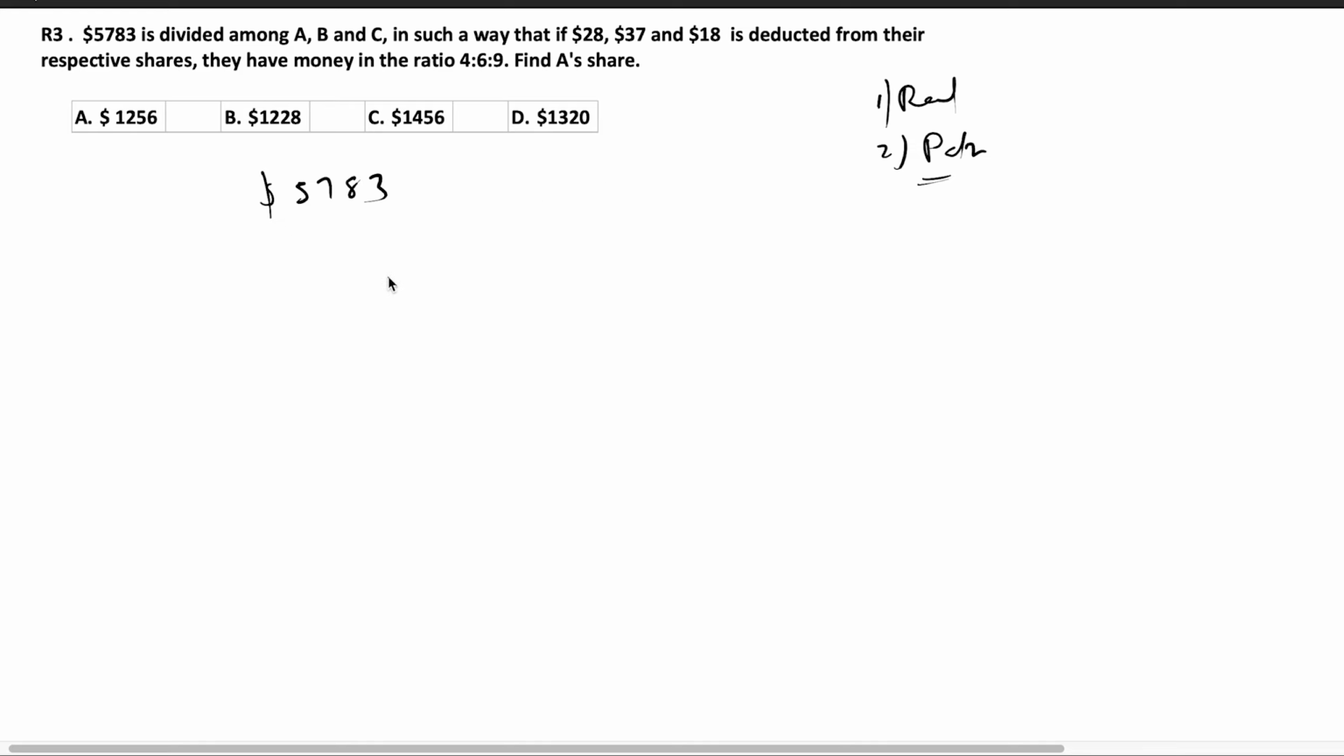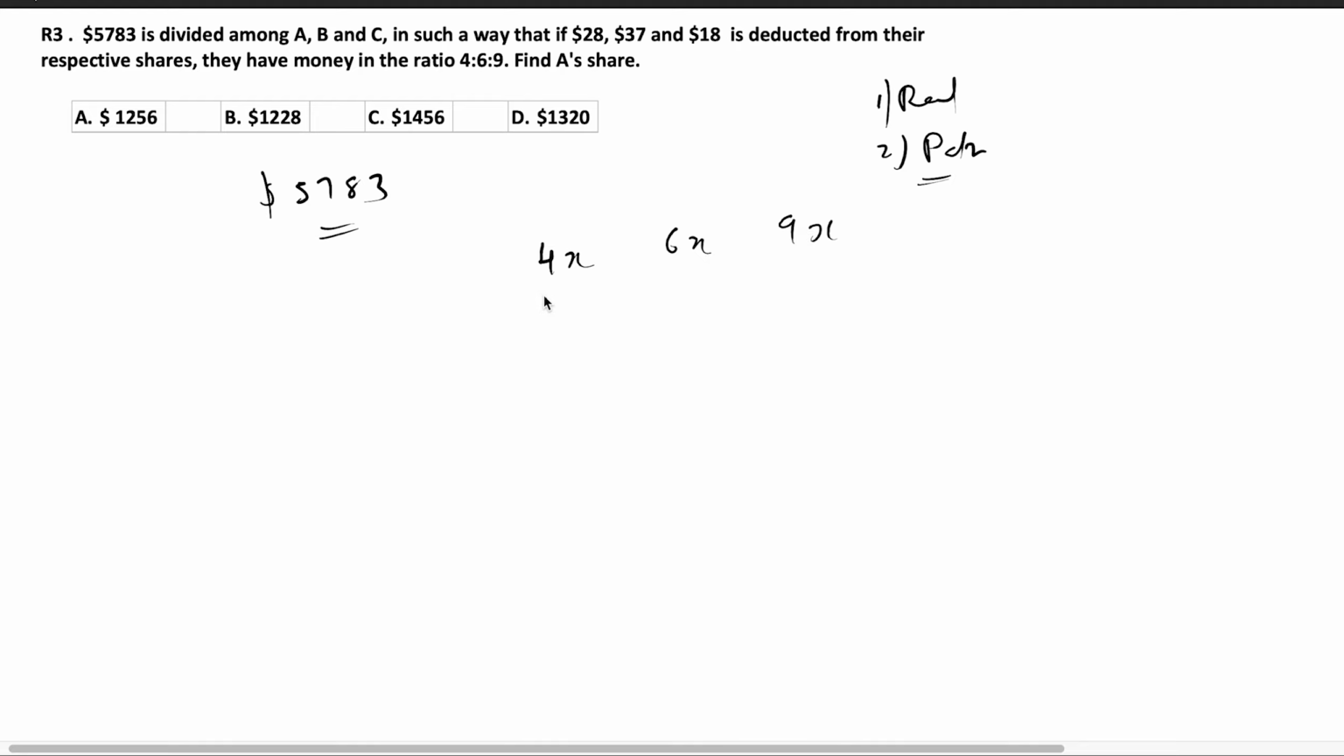Okay, so let me give the solution. There is $5783 in the beginning, and then the money is divided among A, B and C in such a way that when $28, $37 and $18 is deducted from their respective shares, they have money in the ratio of 4:6:9. So what I will do is assume that A has 4x, B has 6x and C has 9x money with them after the deduction.